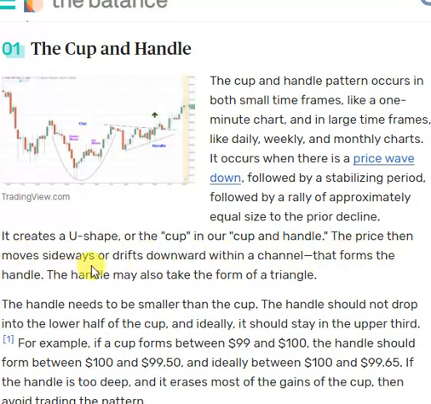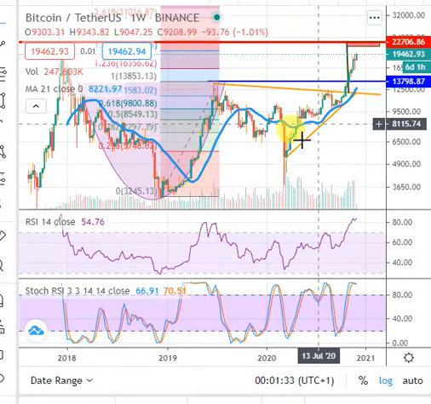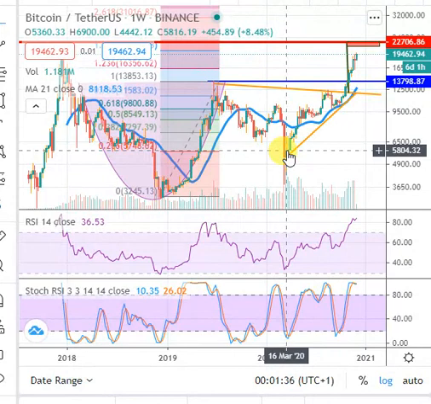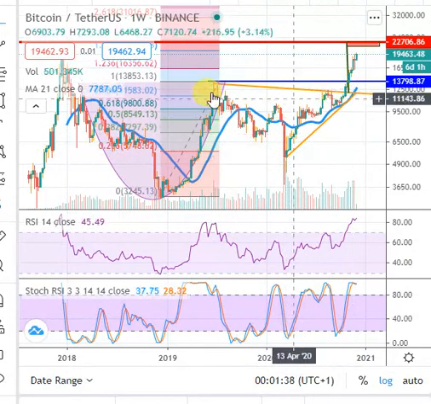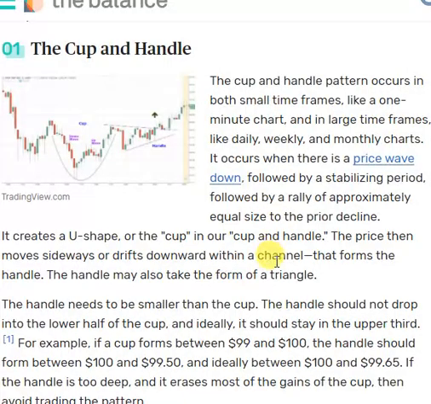The price then moves sideways or drifts downward within a channel, and that forms the handle. Now, this may be a channel or it may form a kind of triangle. The handle may also take the form of a triangle. In our own case, you can see we have a beautiful symmetrical triangle after the cup, and that forms the handle. The handle needs to be smaller than the cup, of course.